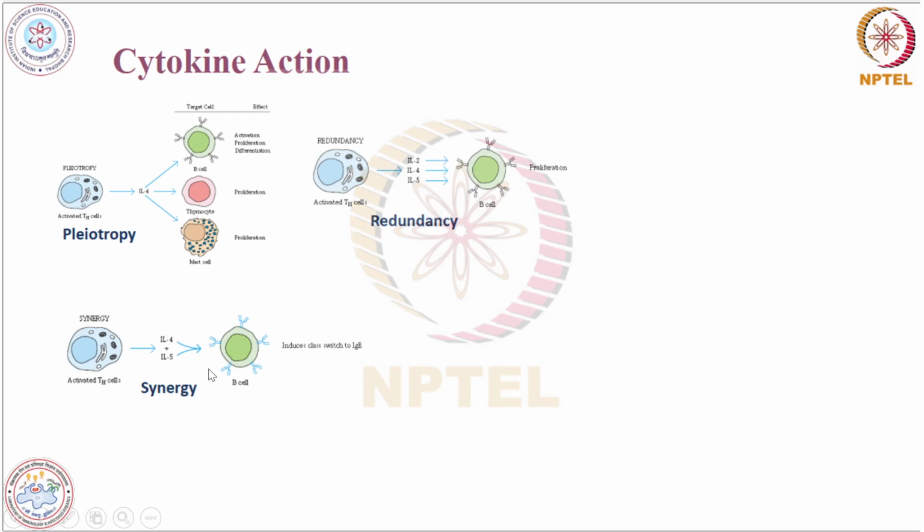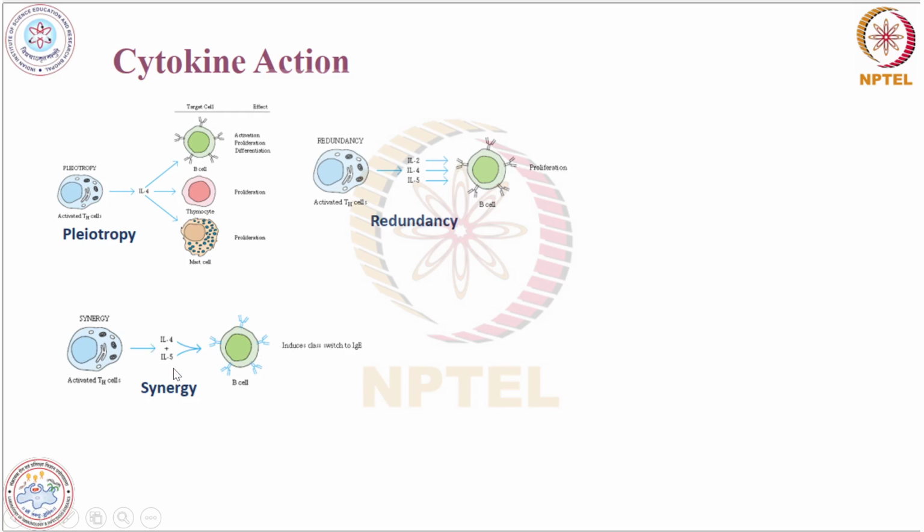And the third one is synergy. Synergy is something like teamwork, a synergistic effect. Synergistic means working together, like a team. So what happens here? Different cytokines work together to get a stronger effect than they could produce alone. In synergy, two different cytokines, interleukin 4 and interleukin 5, both work together and generate a stronger response for the B cells, inducing class switching to IgG. You will study this in detail when you study the types of antibody production and antibody class switching in later units.